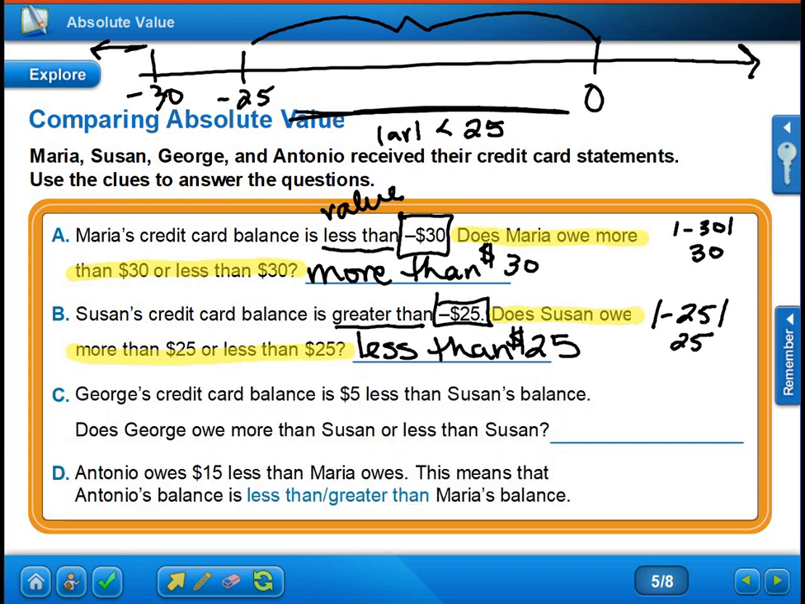What I want you to do now is look at C and D, and I'd like you to try them on your own. I know it might be tough, but I want you to try them on your own, and when you come back, we'll check your answer.